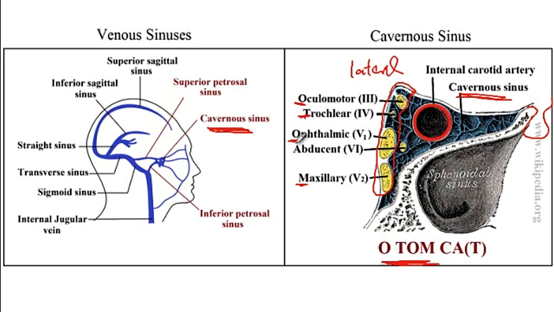So oculomotor, trochlear, ophthalmic, as well as maxillary are OTOM. All of them are lateral. And then CA, ignore the T, is the medial one. So we have the carotid artery, and then A stands for abducens. So carotid artery and abducens. So let's review that again. OTOM-CAT. So the lateral ones, we have the oculomotor, trochlear, the ophthalmic branch of the trigeminal, and then the maxillary branch of the trigeminal. And then medially we have the carotid artery, and then we have the abducens nerve.